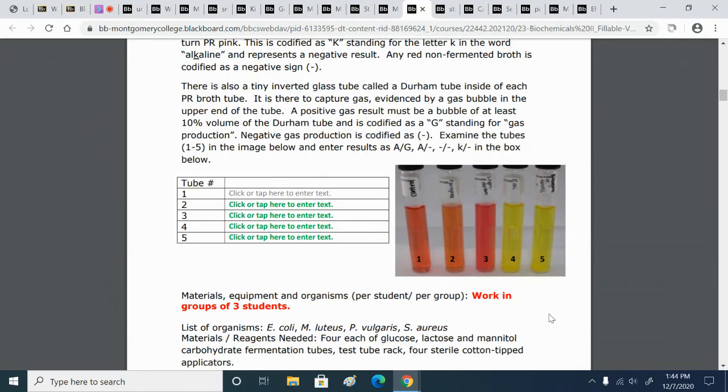And we tested glucose, lactose, and mannitol. We learned that E. coli loves all different kinds of carbohydrates. It ferments and produces gas. So E. coli is a carboholic. And then we also saw that Micrococcus luteus does not ferment anything, not even glucose. How's that possible? Why is it that Micrococcus luteus cannot ferment anything?